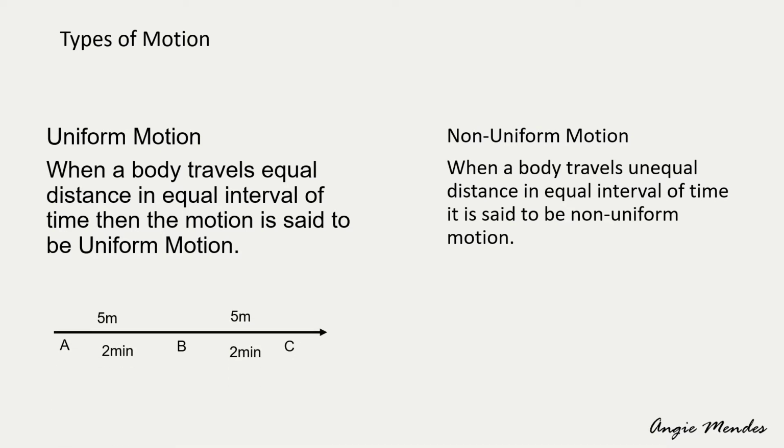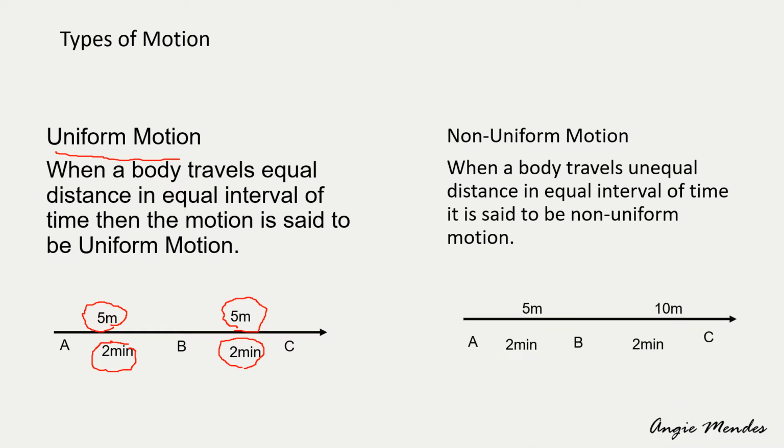To understand this, we'll look at this figure. If a body travels from A to B and it covers a distance of 5 meters in 2 minutes, and then it travels from B to C and again it travels 5 meters in 2 minutes, then that means this body is traveling equal distance in equal intervals of time. So if it is covering equal distances in equal intervals of time, then this body is moving with uniform motion.